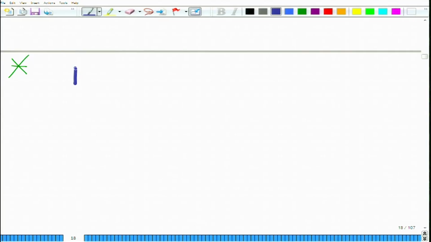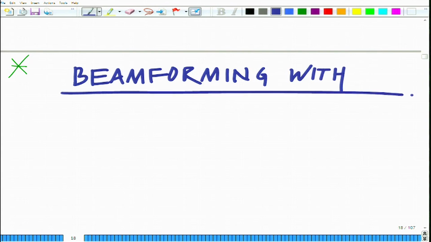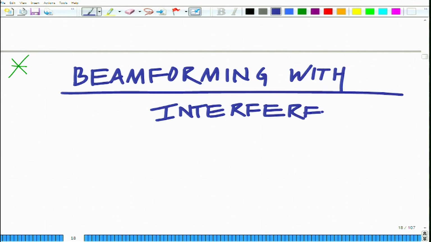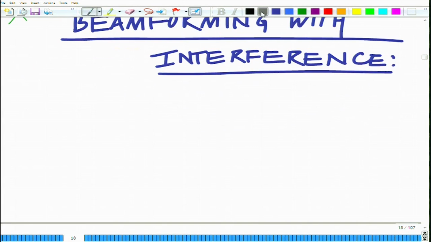Okay, so we want to look at beamforming with interference, something that we have not looked at so far. We have simply considered a single user. So, what happens when you have a desired user as well as an interfering user?